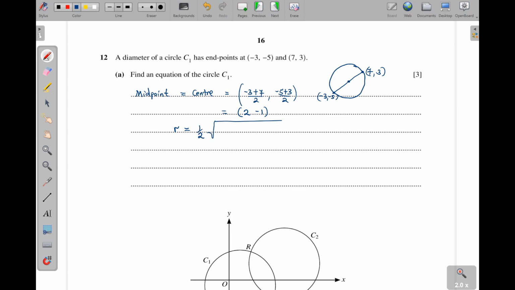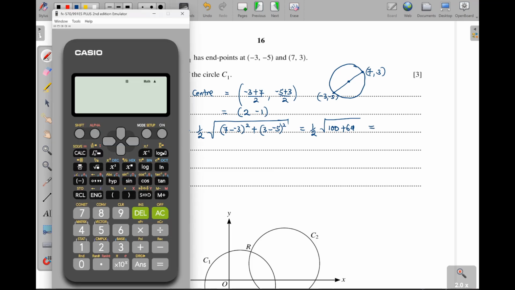Then the diameter. So the change in x is going to be 7, then -3. And then the change in y is 3, then -5. So what do we have here? 10 squared, that is 100. And then here we shall have 8 squared, that is 64. So that is 164. So simplified, this one is going to be 1/2, then I put the square root of 164. That is root of 41.